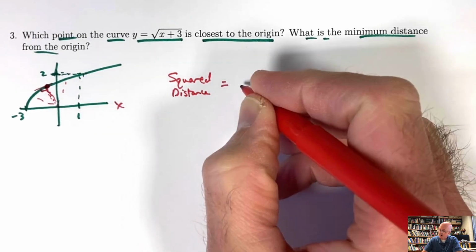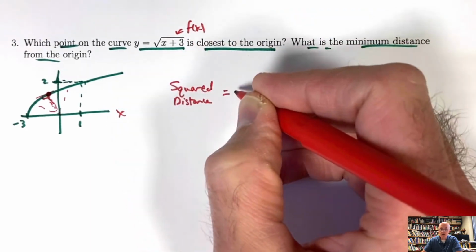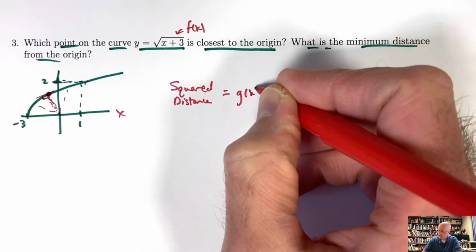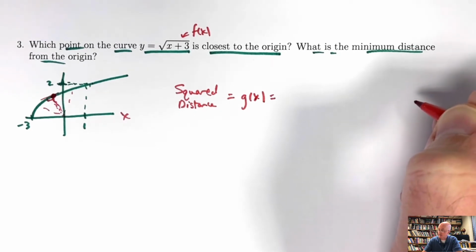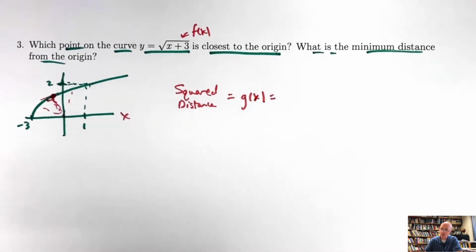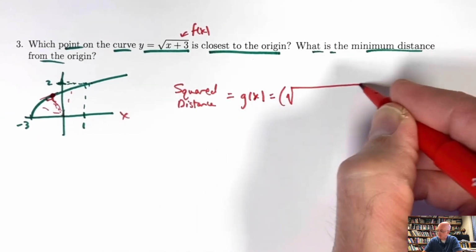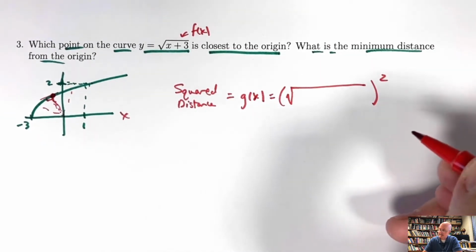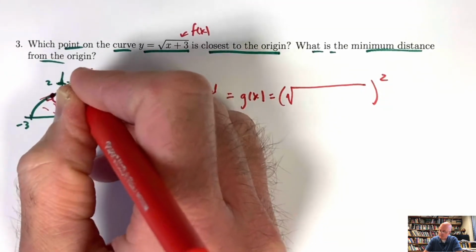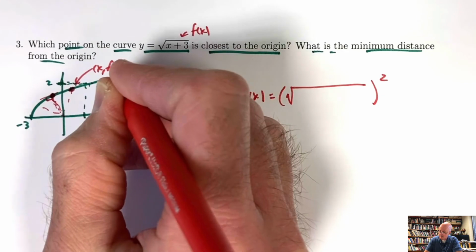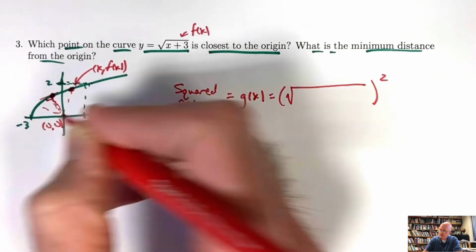Let's call the square distance f of x. Let's call this thing g of x. So I'm not going to have a square root of something that comes from the distance formula. Instead, I'll just have the inner part of the square root. Maybe I should just emphasize the square root is there, but we're squaring it. This point has coordinates in general, x comma f of x. We're looking at the distance to the origin, 0 comma 0.